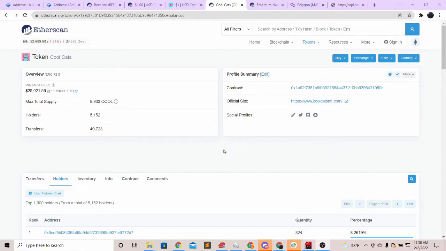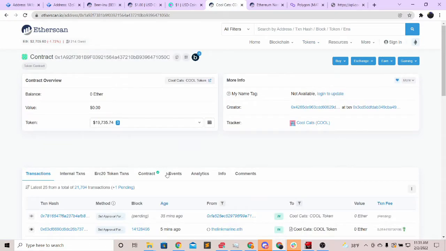One of the other cool things that you can do with block explorers is look at and interact with the contracts for different projects. So if we go back to the Cool Cats token on Etherscan, we can view the contract over here, click on the contract, and see information about the specific contract for Cool Cats. This is mostly only available, I think, right now on EVM blockchains. I'm not sure if on Solana you can use block explorers yet, like SolScan, to directly interact with contracts.